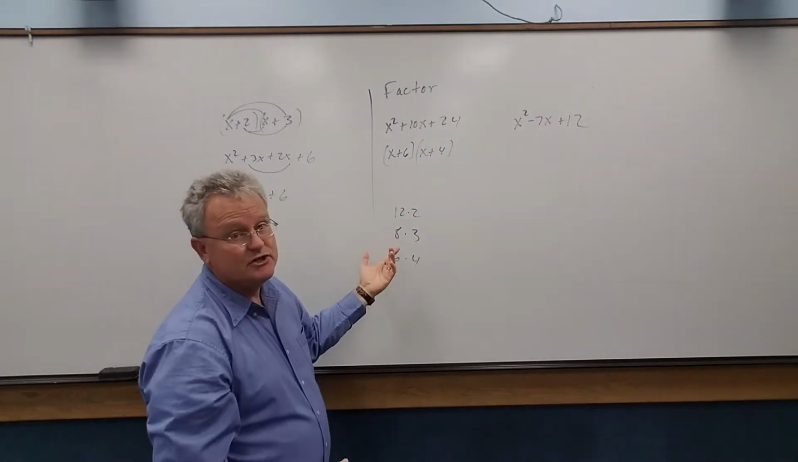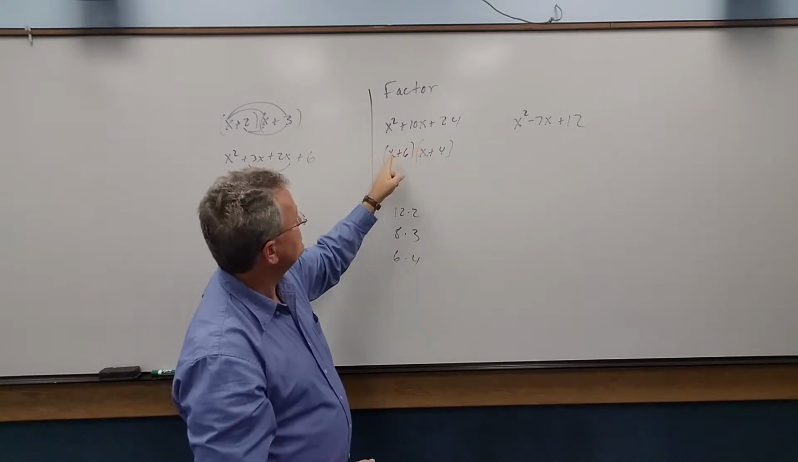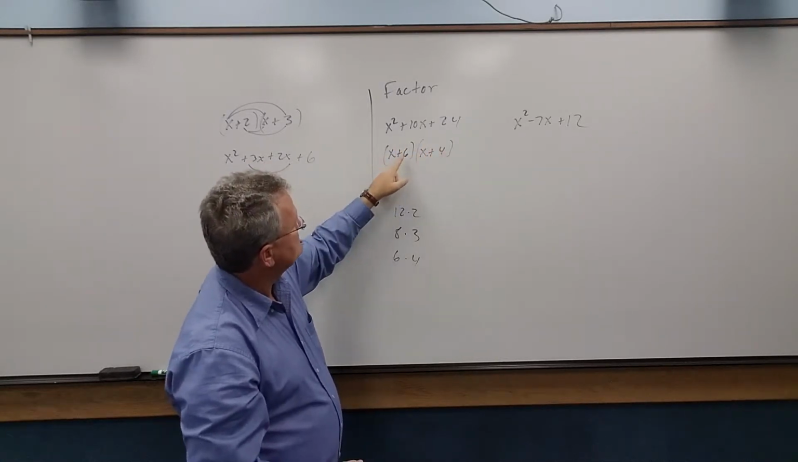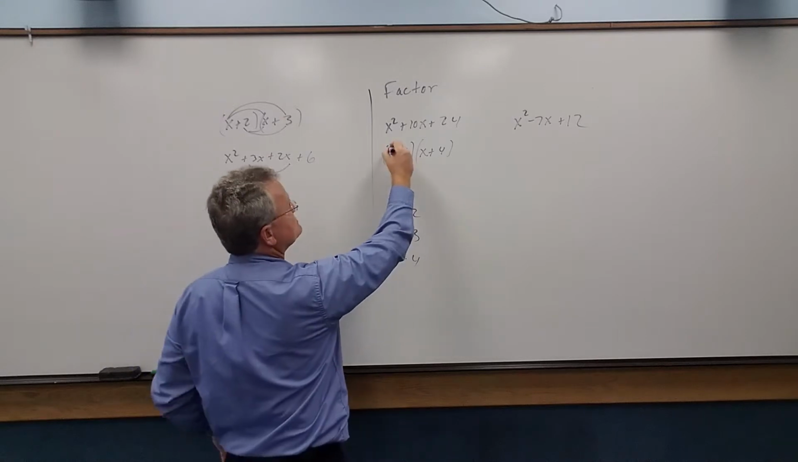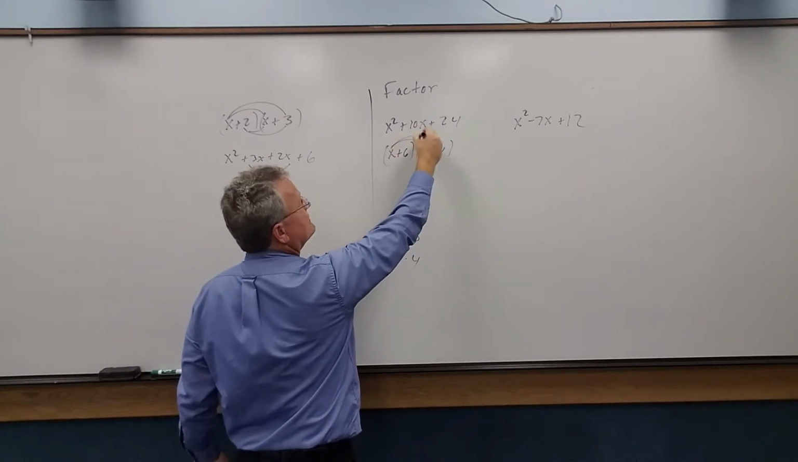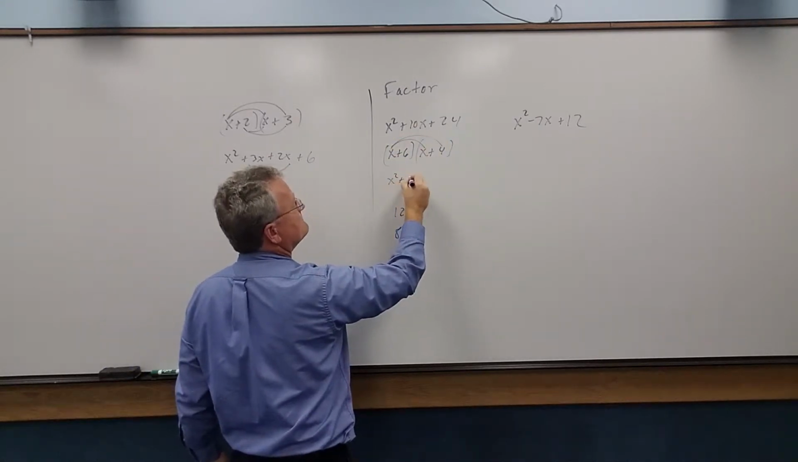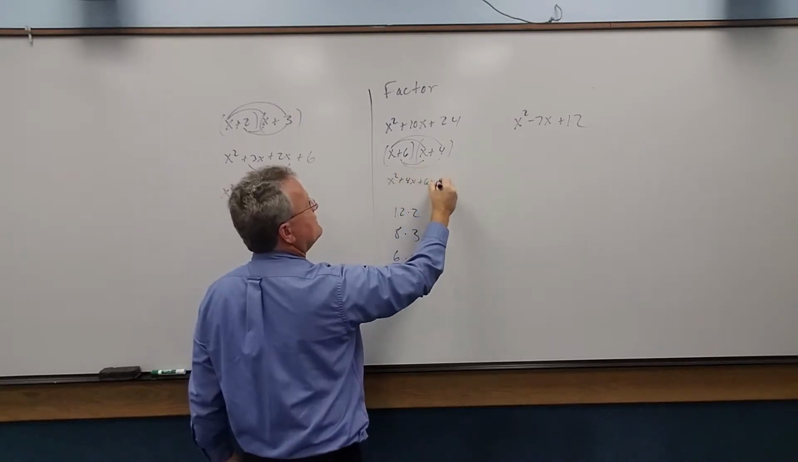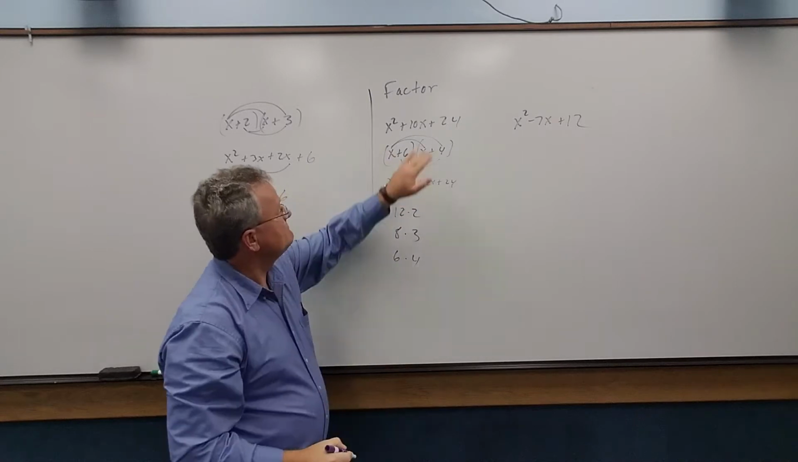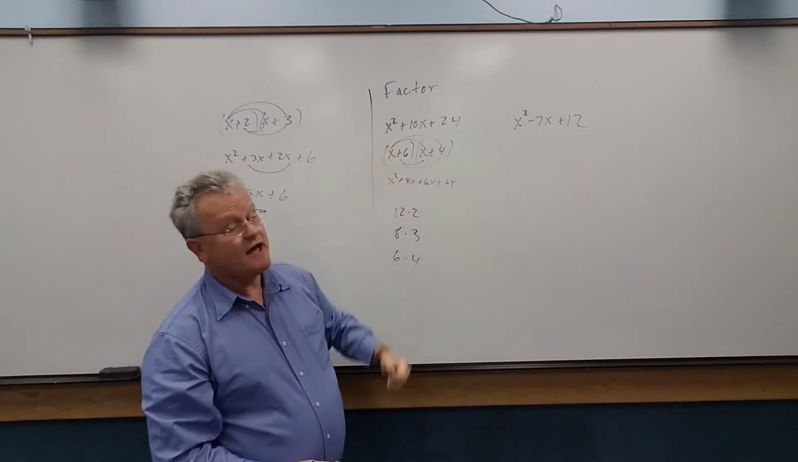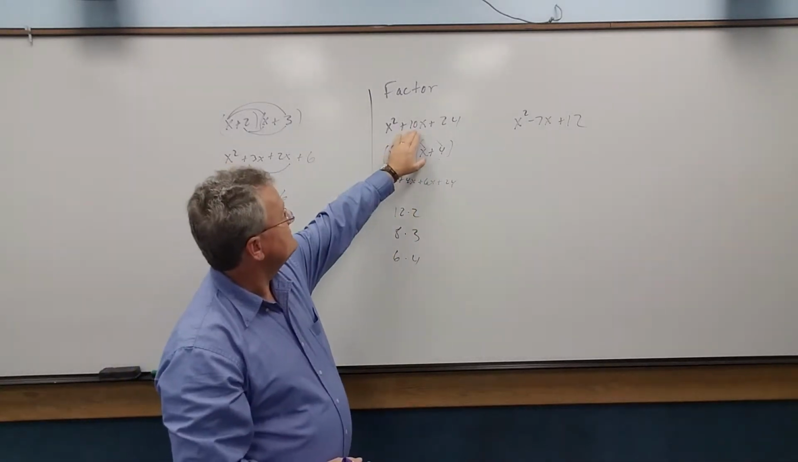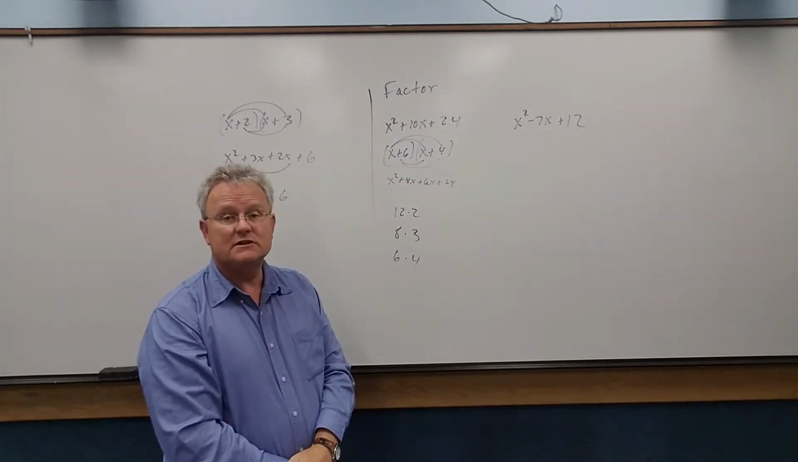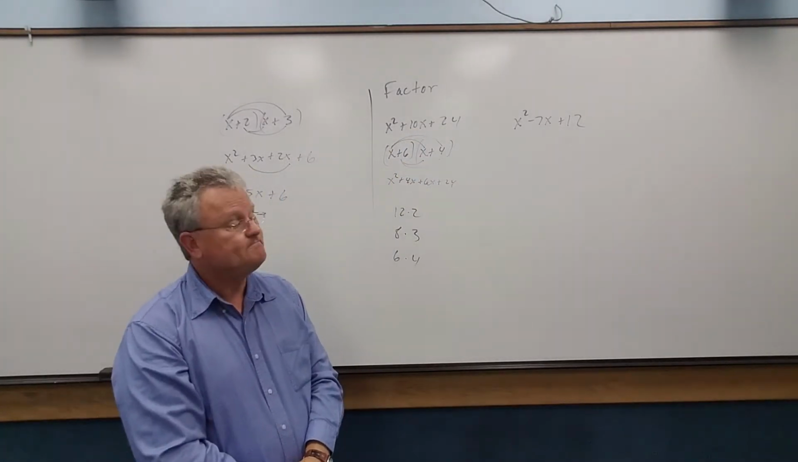You can check by multiplying. X squared, 4x, plus, so I'm just doing this, so we get x squared plus 4x plus 6x plus 24. That adds up to 10x, and we get that right there. So this, in factored form, is x plus 6 times x plus 4.